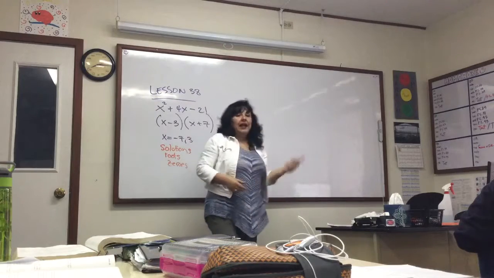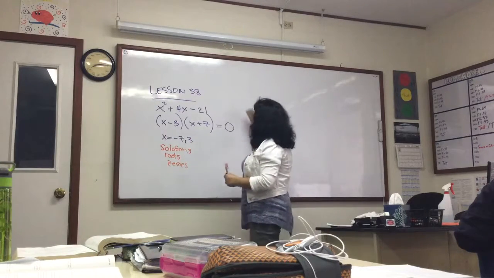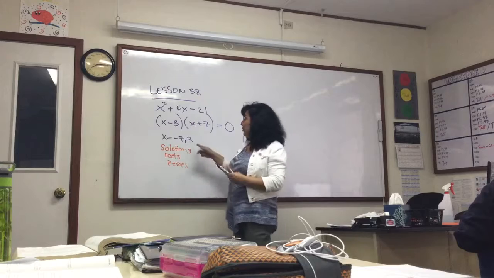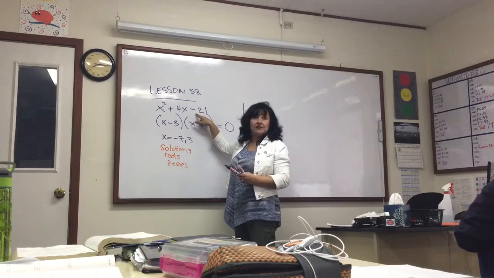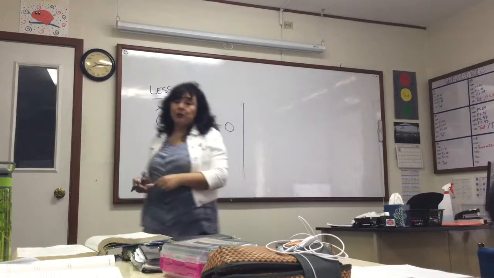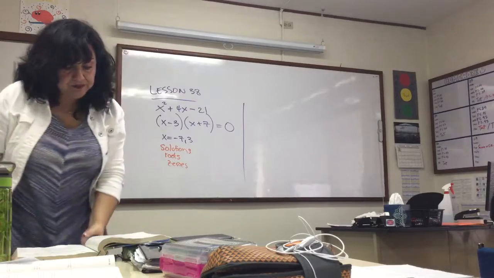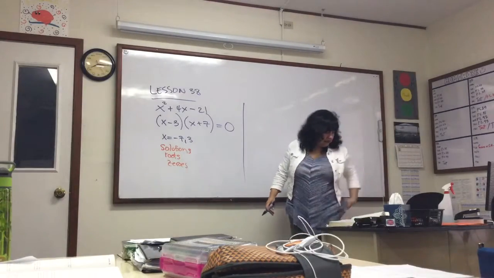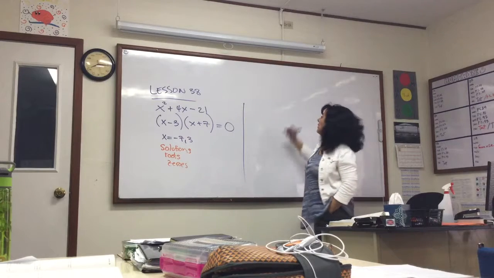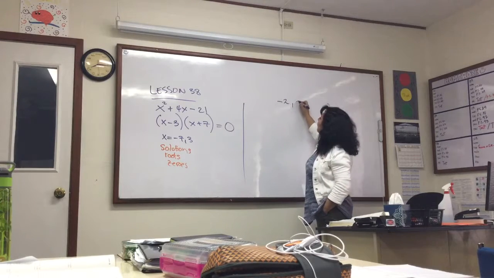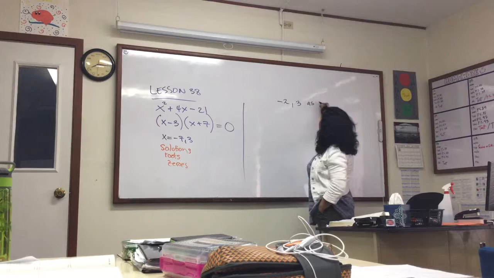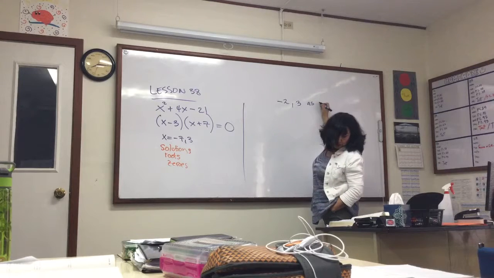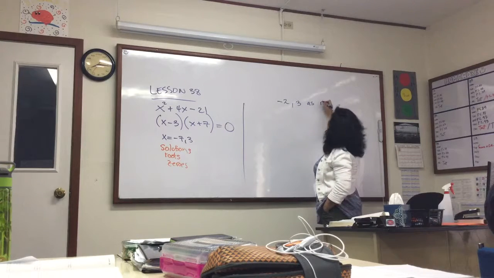Now, in this lesson, they're going to go backwards and they're going to give you this, and you have to find this. So if they tell you that a quadratic equation has -2 and 3 as solutions, as roots.